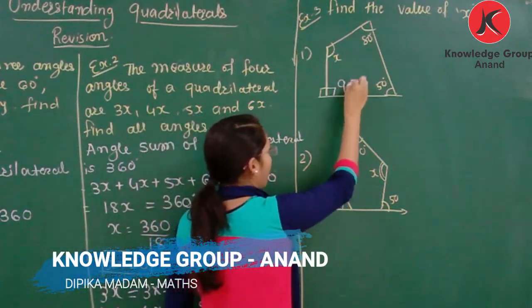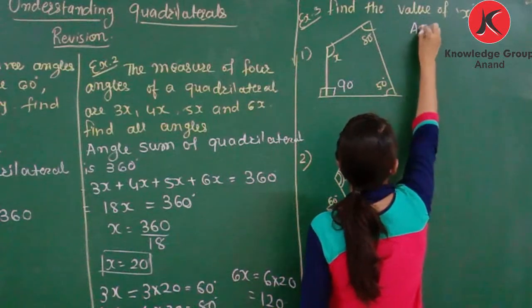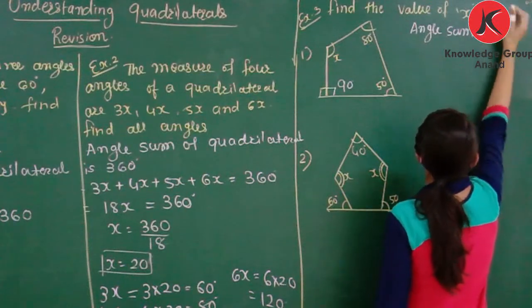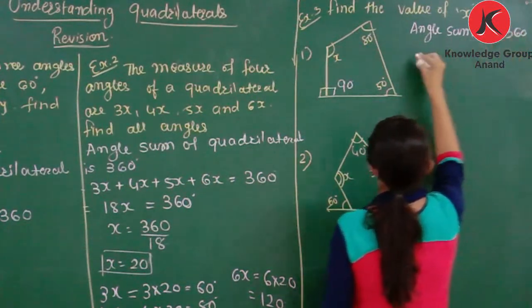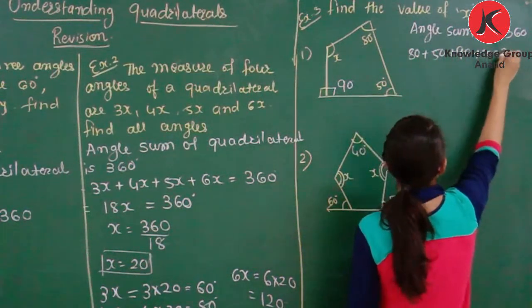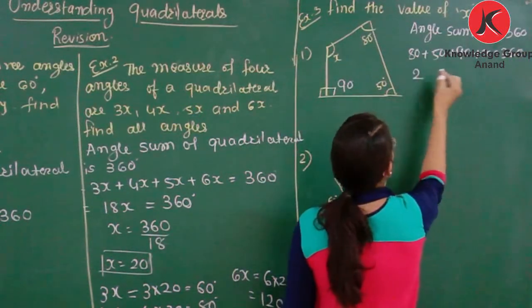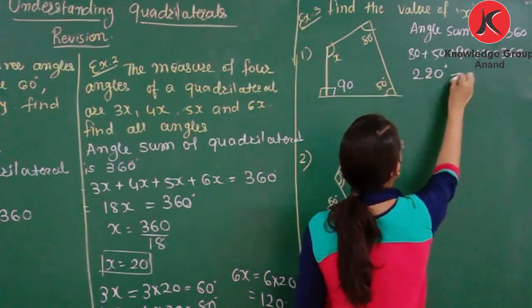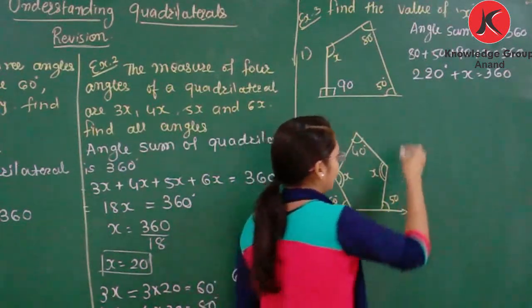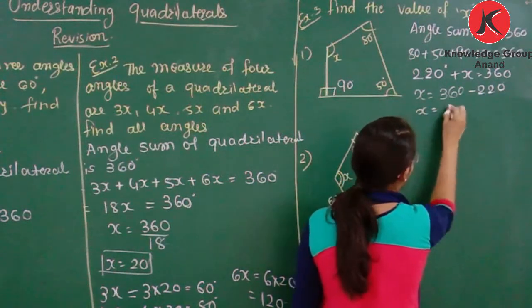So here we have value of 3 angles: 80, 50 and 90. So we can write angle sum is 360. So we can write 80 plus 50 plus 90 plus x is equal to 360. Now add the values. 220 plus x is equal to 360. 220 on right side. So x will be 120.